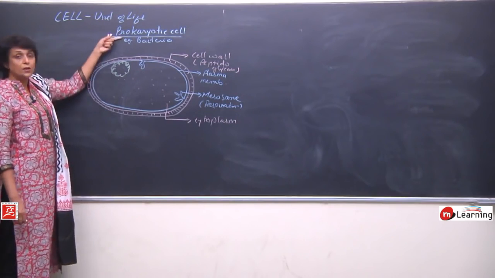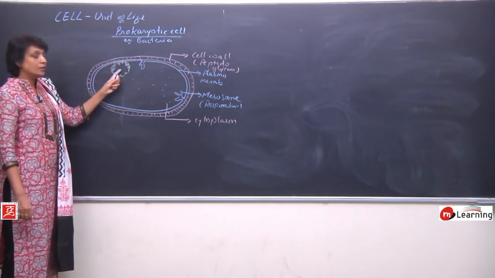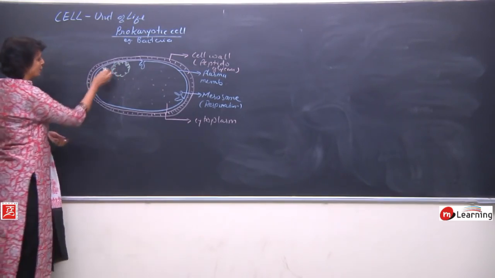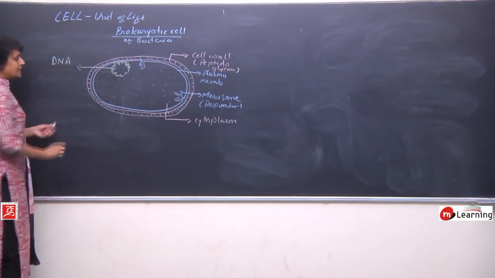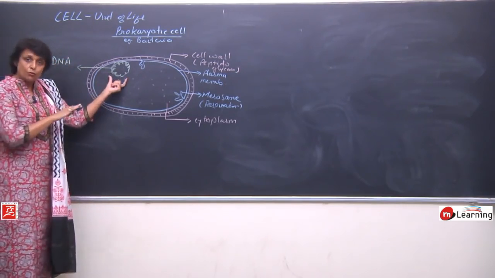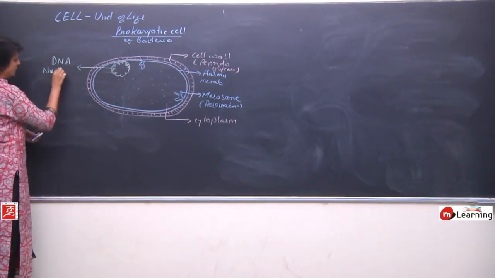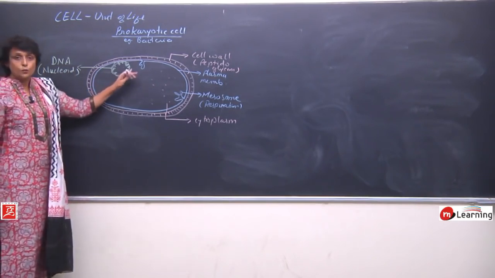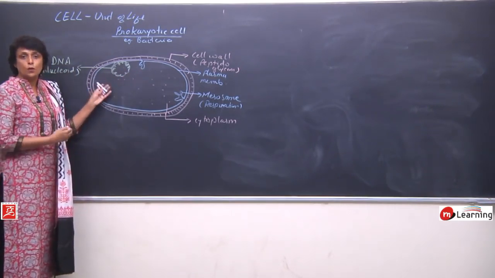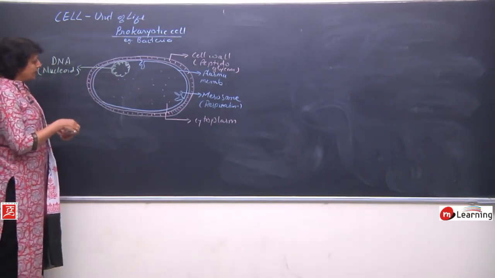As we said, prokaryotic means pro is primitive and karyon is nucleus. So this is naked DNA which is found. So this is the DNA. This DNA without a nucleus is actually known as nucleoid. So in eukaryotes we call it nucleus, in prokaryotes we call it nucleoid, which means basically only naked DNA.